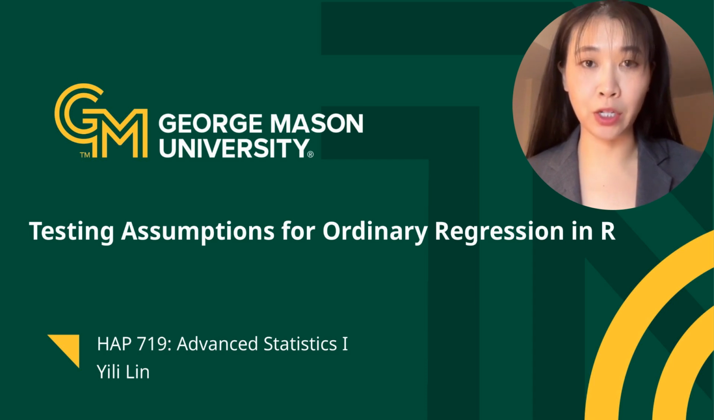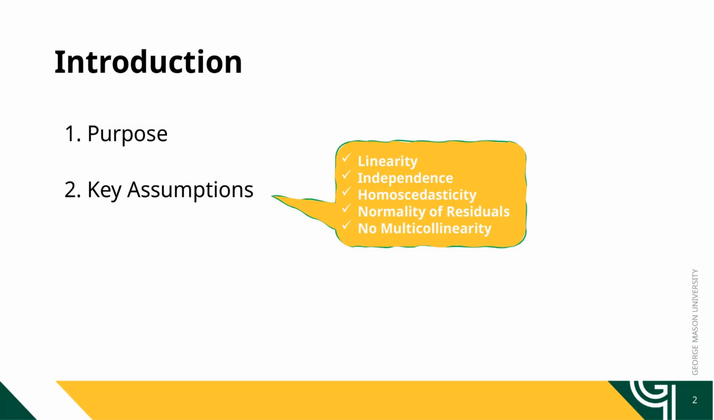Let's dive into today's topic, testing assumptions for ordinary regression in R. To ensure the model's appropriateness and reliability of results in ordinary regression in R, key assumptions to test before and after include linearity, independence, homoscedasticity, normality of residuals, and no multicollinearity.